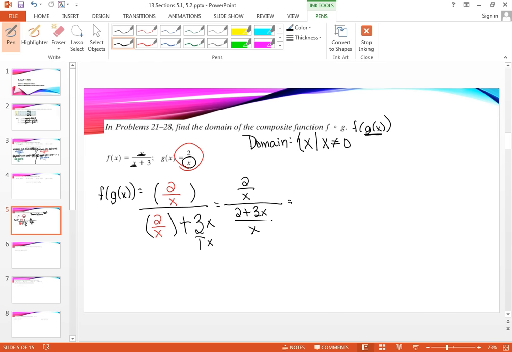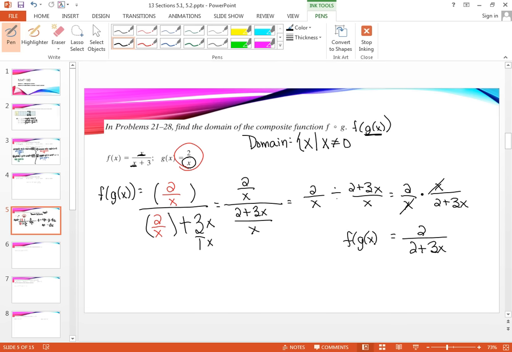So this is where I like to invert and multiply. This is the same thing as 2 over X divided by 2 plus 3X over X, if I want to write it with those symbols, which is the same thing as 2 over X times X over 2 plus 3X. These reduce. 2 over 2 plus 3X. That's F of G of X.